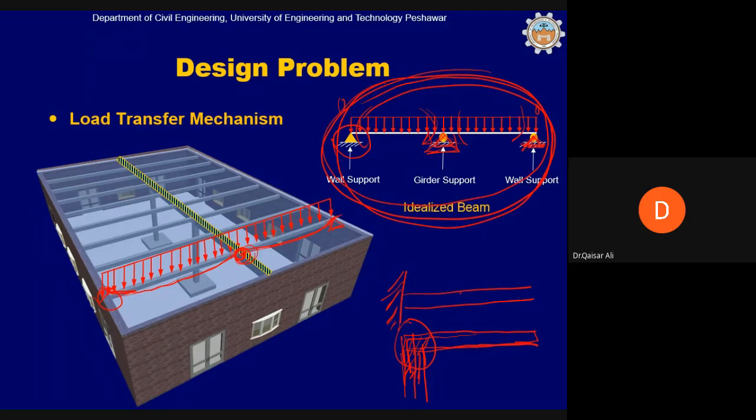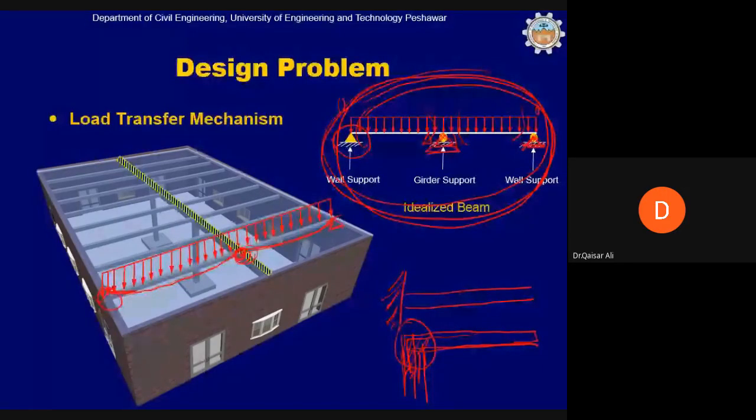the intermediate support. So in order to represent this horizontal movement, we idealize this intermediate support as roller support instead of hinge support, in order to allow for this horizontal movement.